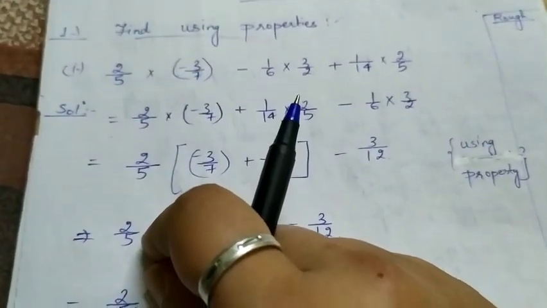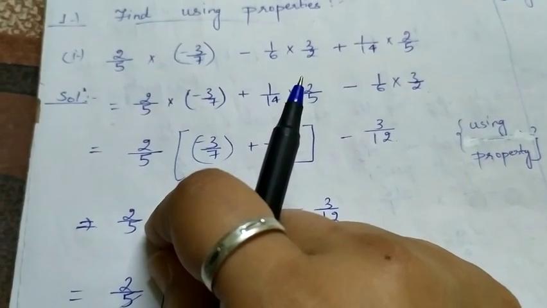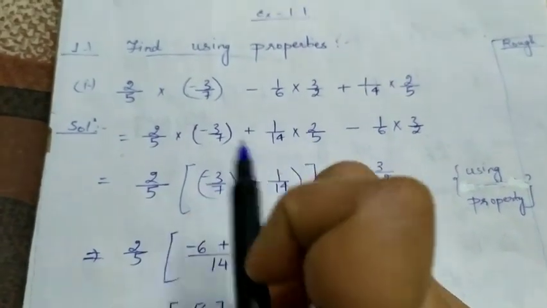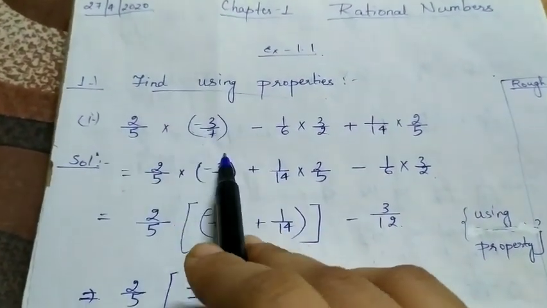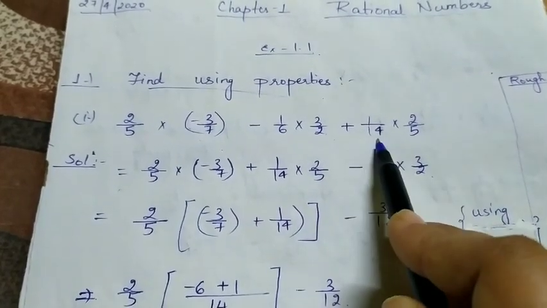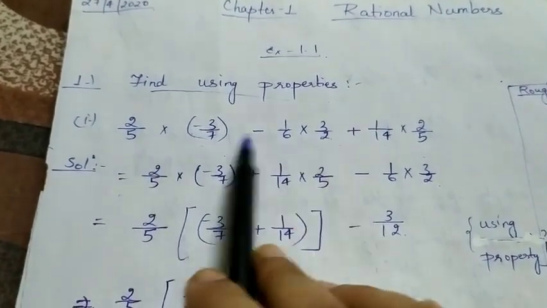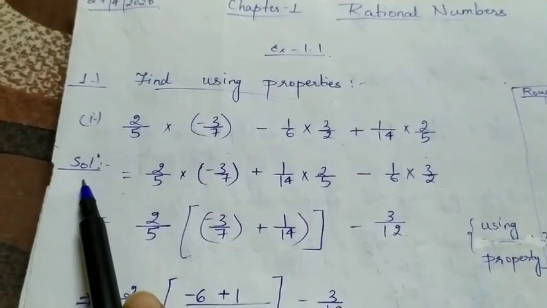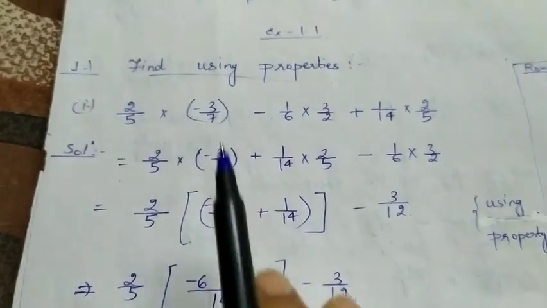So the first question from your exercise 1.1 is, using appropriate properties, find. There are two parts. I have done one part over here, that is 2 by 5 into minus 3 by 7 minus 1 by 6 into 3 by 2 plus 1 by 14 into 2 by 5. You will write the question in black ink, and then for the solution part you will use blue ink.